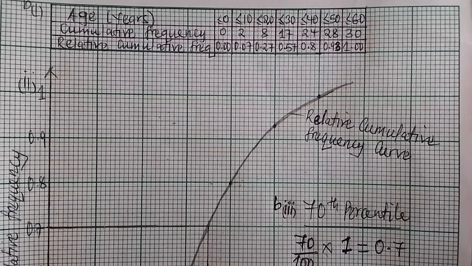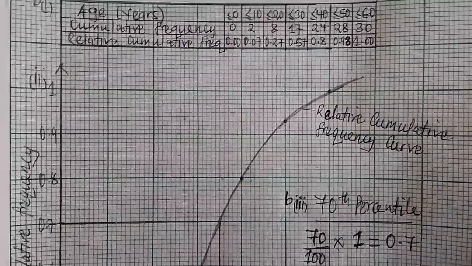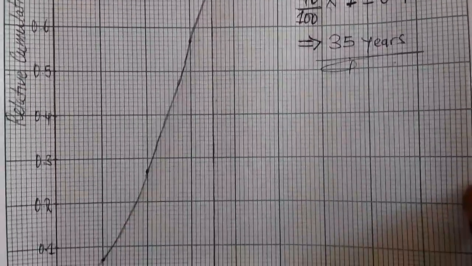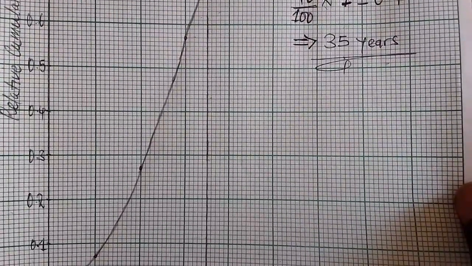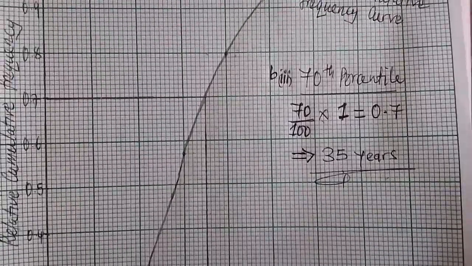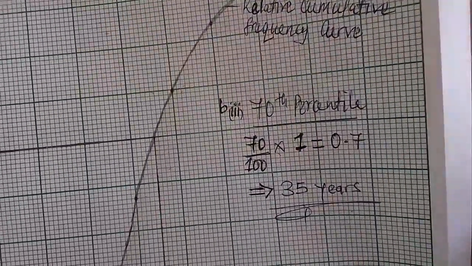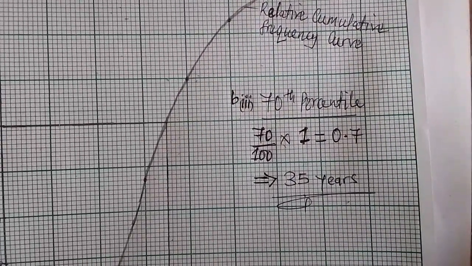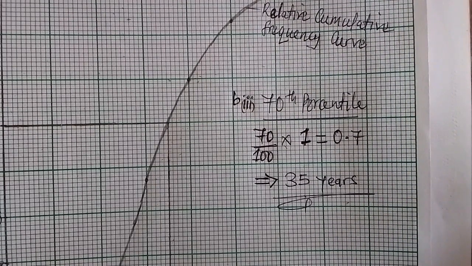First of all, we started with the standard deviation, and then later on we did the graph, where we showed how we plot the points, how we connect the points, and then how we get the percentile. We did the 70th percentile, and this gave us 35 years.